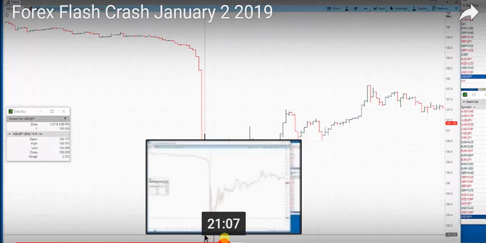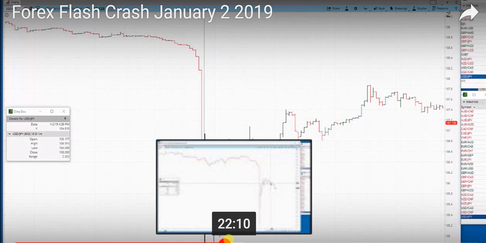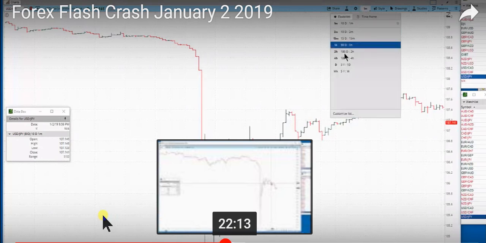You know, I live in Kansas City. That would have been at 4:36. Oh boy. And that minute is when it hit the low. So let me go back to the 15-minute chart now.